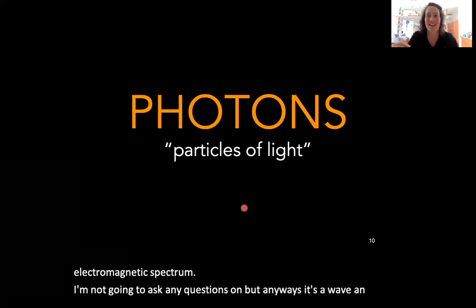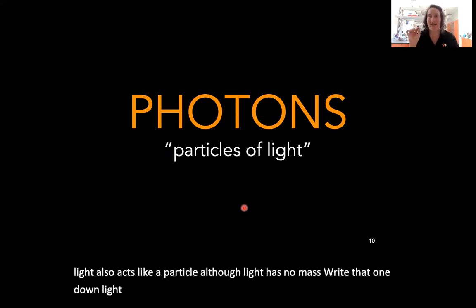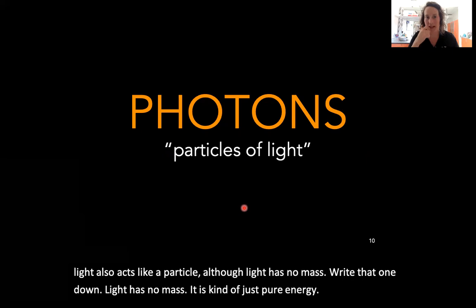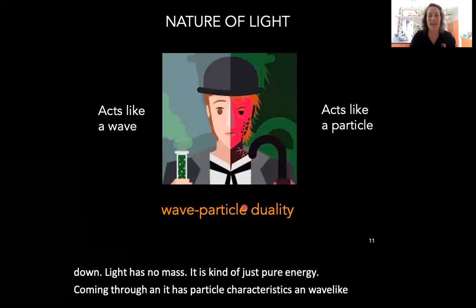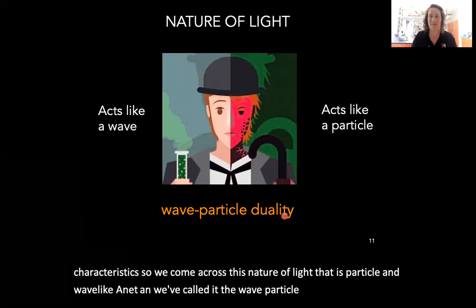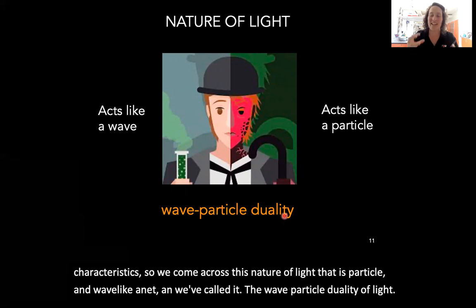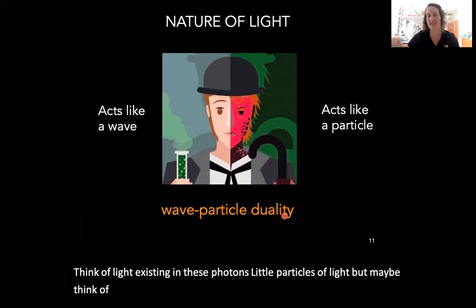But light also acts like a particle. Although light has no mass, write that one down. Light has no mass. It is kind of just pure energy coming through. And it has particle-like characteristics and wave-like characteristics. So we come across this nature of light that is particle and wave-like, and we've called it the wave-particle duality of light. Think of light existing in these photons, little particles of light, but maybe think of them traveling in waves. So it has both wave-like properties and particle-like properties.